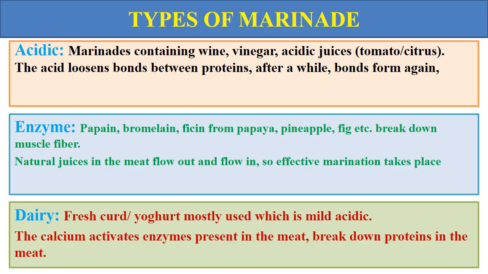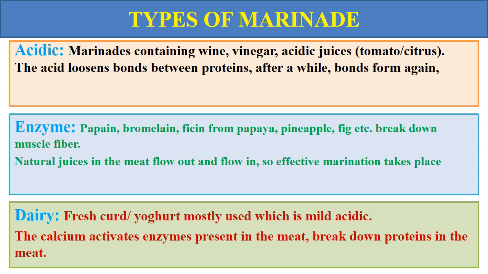Now we will talk about the types of marinades. As I told, basically there are those of plant origin, the spices and herbs. In addition to that, there are certain other items. We can classify them into three categories: acidic, enzyme and dairy origin. The acidic means the marinades from wine or vinegar, which is commonly used, or many acidic juices from fruits, particularly citrus fruits or from tomato.